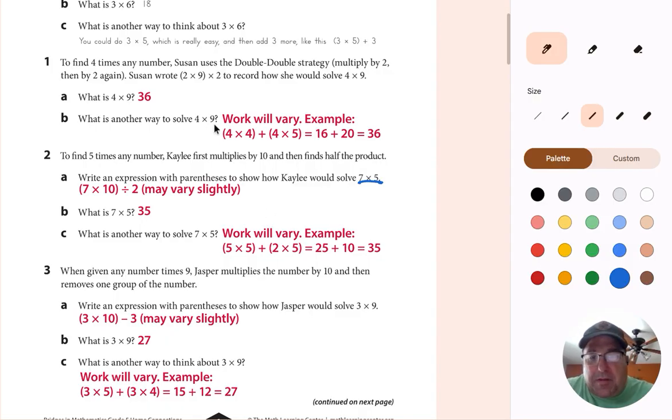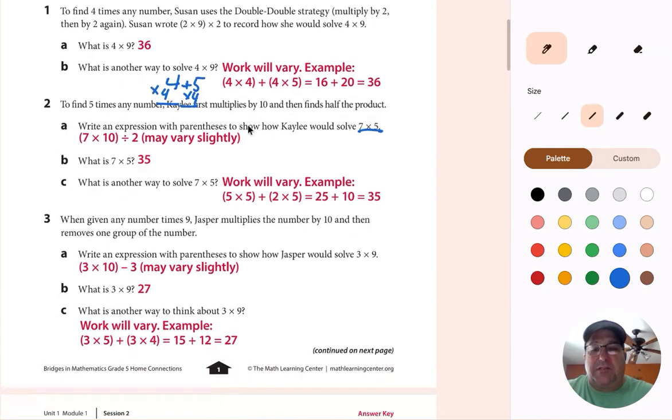Real quick, part B up here on number 1, if you'll notice, all they did is they kept the 4 and they broke that 9 into 4 plus 5. And then we multiplied 4 times these two parts. That's what they did in the example. I don't expect every student to write that, but again, just having multiple strategies.